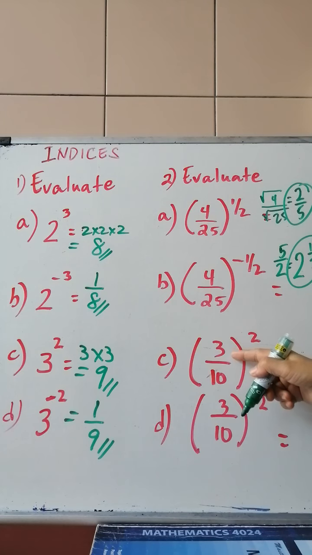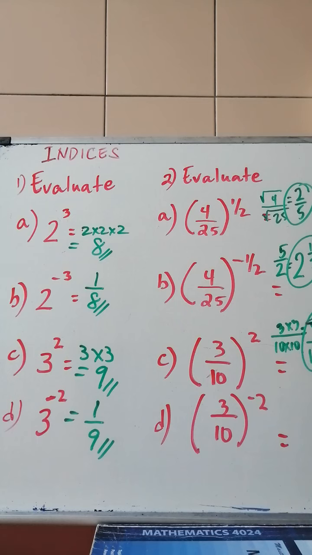Okay, how about for letter C? Bracket 3 over 10 and they are both squared. So it means 3 times 3 and 10 times 10, which is equal to 9 over 100. We cannot simplify anymore because it is already in its simplest form. And then for letter D, the index instead of 2 becomes negative 2. So we just flip 9 over 100, which is 100 over 9.